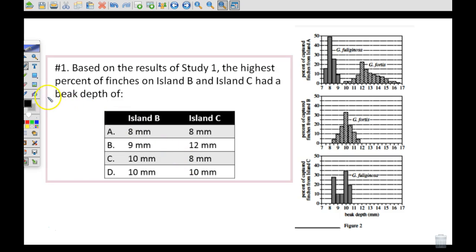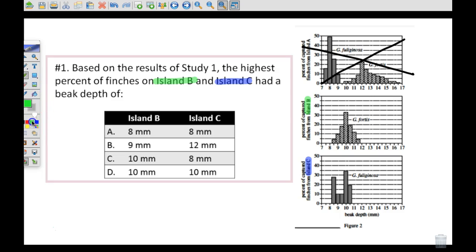In the first question, it asks, based on the results of Study 1, the highest percent of finches on Island B and Island C had a beak depth of, and then it gives you four different options. For this question, we're looking at just Island B, which is in this middle graph, and Island C, which is this last graph. So what that means is that we're not looking at this first bar graph at all.